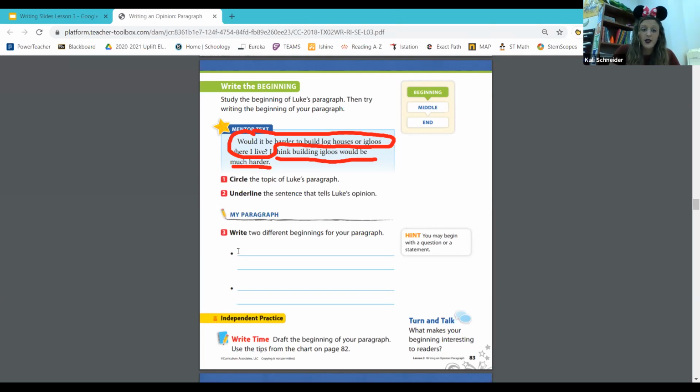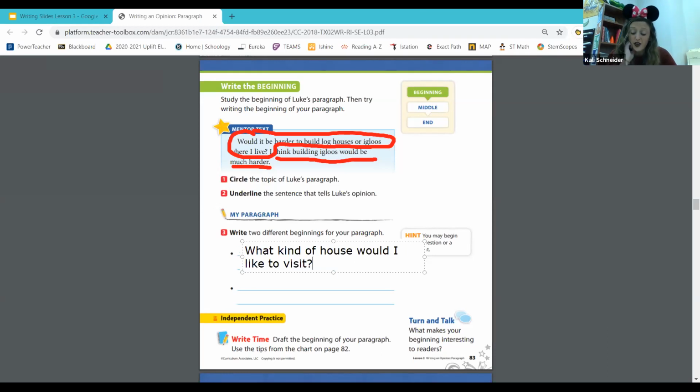So our question that we asked before we started writing was, "What kind of house would I like to visit?" with an uppercase letter because it's the first letter of a sentence. That's our question for our topic. And then our opinion, I don't know what your opinion was, but I remember from yesterday, if I look back in my book, my opinion was a houseboat would be more fun to visit.